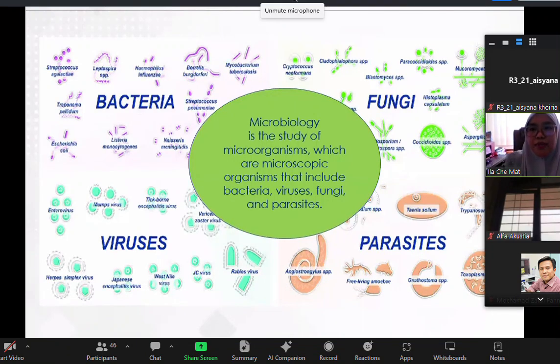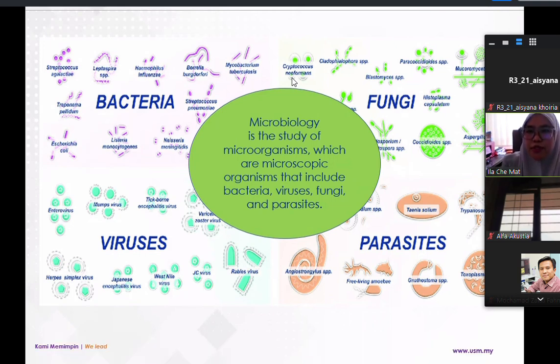The overview, the branches of microbiology. I'm not sure you guys are familiar with the fungi or parasites, but I'm sure you know about bacteria, because bacteria is the most common one. It's E. coli, Staph aureus, Staph pneumonia. You probably heard a lot about E. coli, right? And then virus. I'm pretty sure you know about this very well during COVID-19, because COVID-19 is one of the viruses.